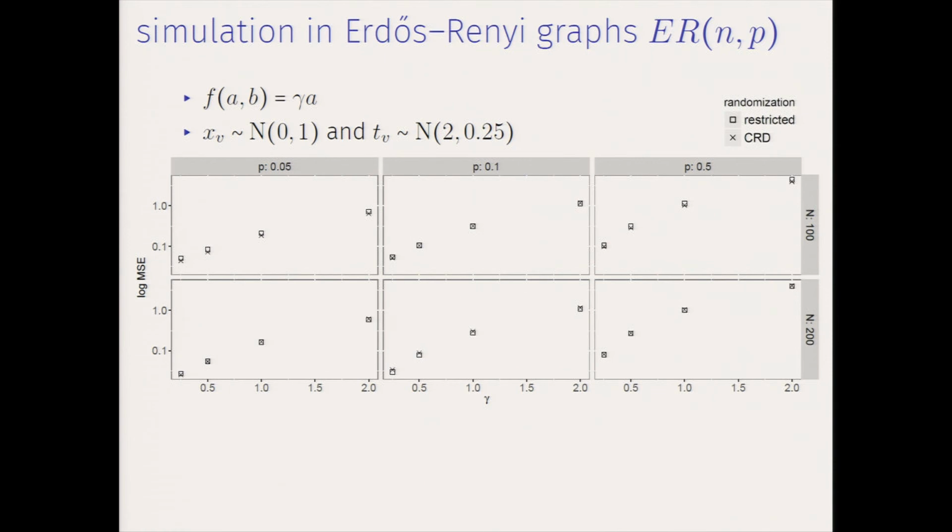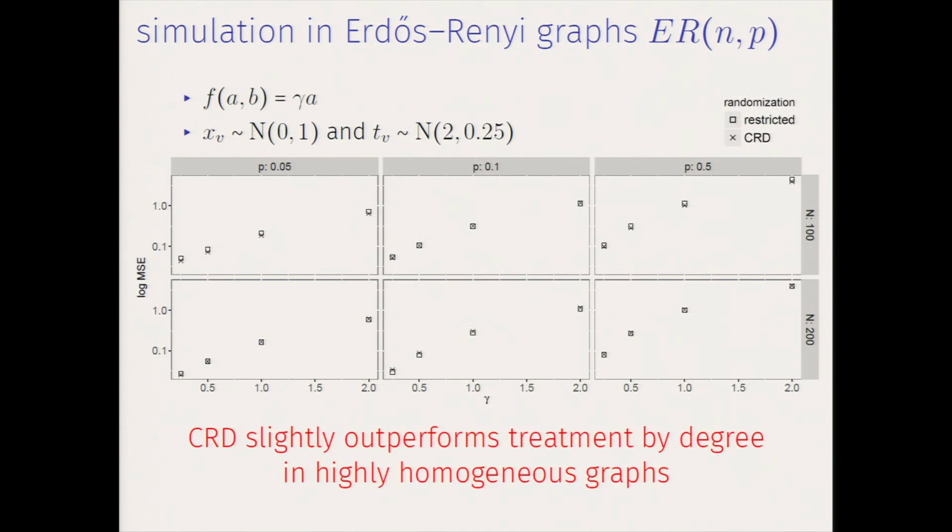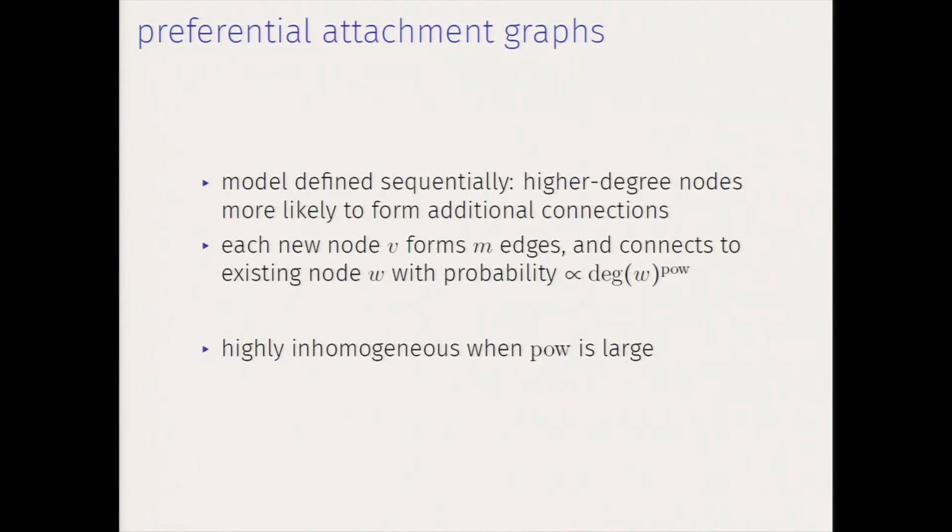We consider two randomizations: ours, and the completely random design. Basically, the performance is similar, and in some cases the completely random design even slightly outperforms our design. Why is that? That's basically because the completely random design has more randomness. And in the homogeneous graph, stratifying by degree is not going to help you at all, because all the vertices are basically the same. So the conclusion is that the completely random design can slightly outperform our design in homogeneous graphs. But our design is not doing that badly; the difference is pretty small.